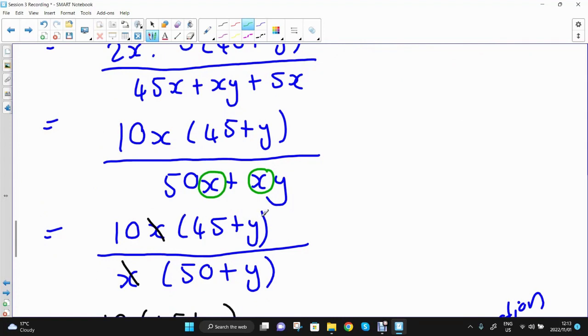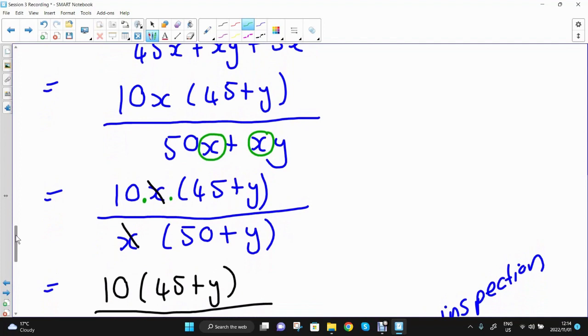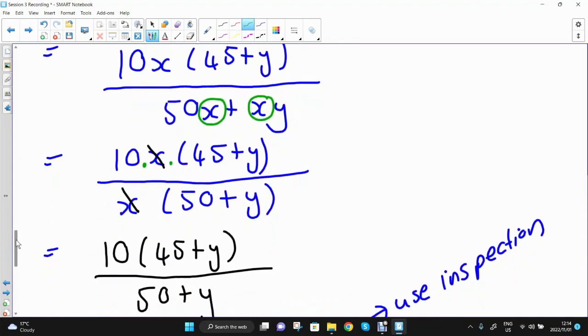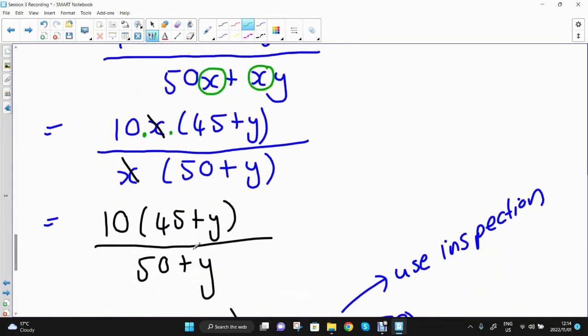So although you've got brackets, remember that brackets combines, so everything is multiplied at the top and everything is multiplied at the bottom. So if you've got one term over one term, you can start cancelling and the x's will cancel there. And you then end up with a fraction that looks like this.